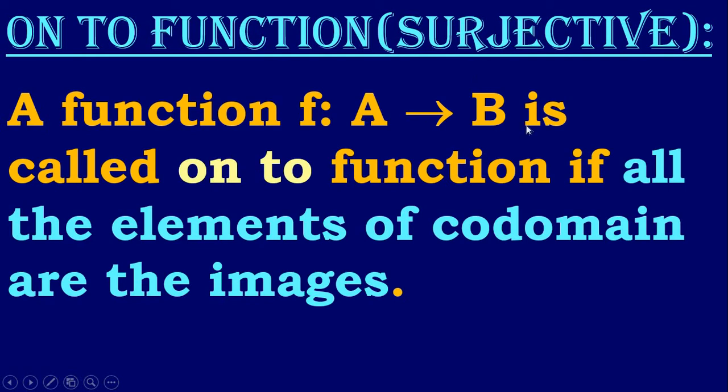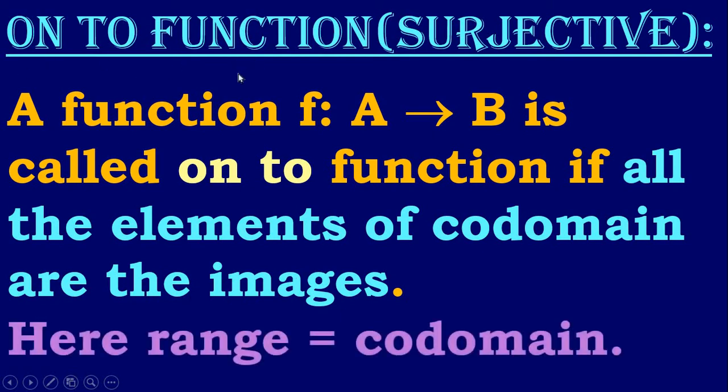A function f from A to B is called an onto function if all the elements of the codomain are images. If all the elements of the codomain are images, then that function is called an onto function. In an onto function, range and codomain are the same. Here all the elements of the codomain are images, therefore range and codomain are the same in an onto function.